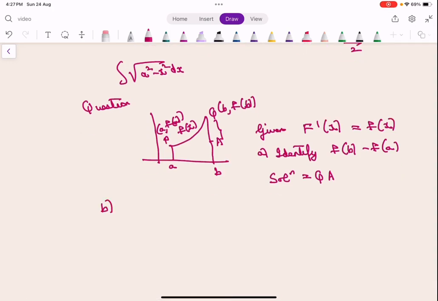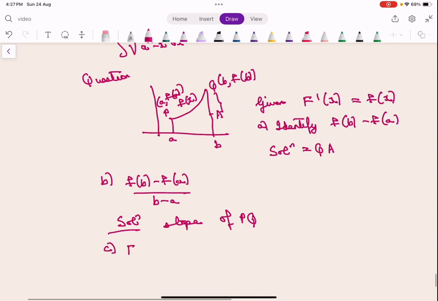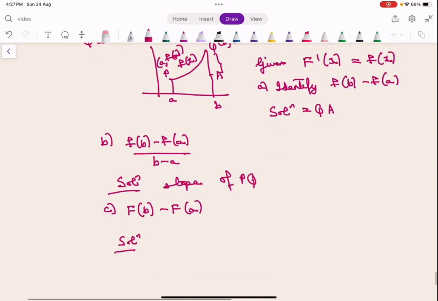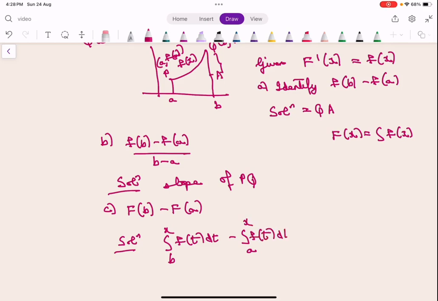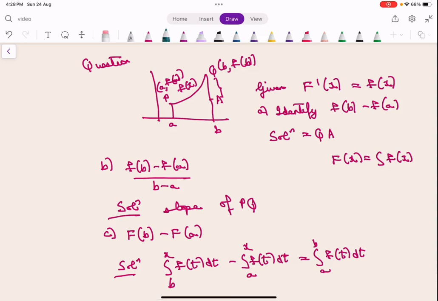The second part is identify F(b) minus F(a) by b minus a. So this is nothing but the formula for the slope. So your answer will be nothing but the slope of PQ, because slope is y1 minus y2 by x1 minus x2. The third part is evaluate F(b) minus F(a). So the solution would be F(b) will be integral b to x f(t) dt, because F dash x is f(x). So F(b) will be integral b to x f(t) dt. F(a), what will that be? Integral a to x f(t) dt. So that would be integral a to b f(t) dt. And this is nothing but area of this shaded region here.